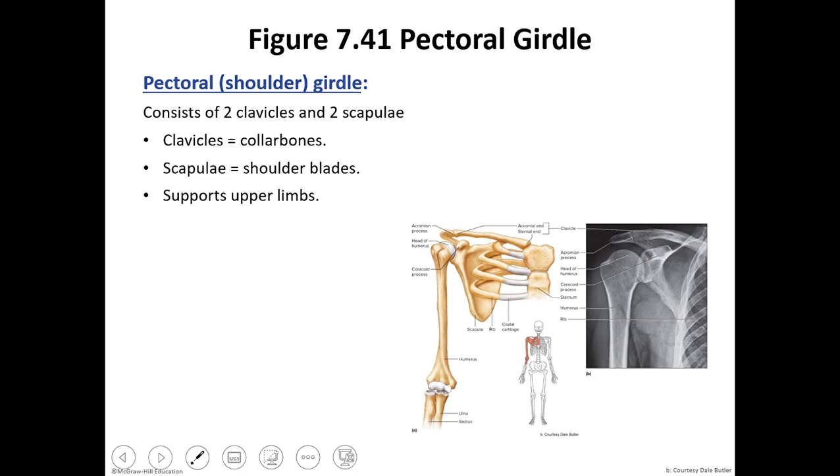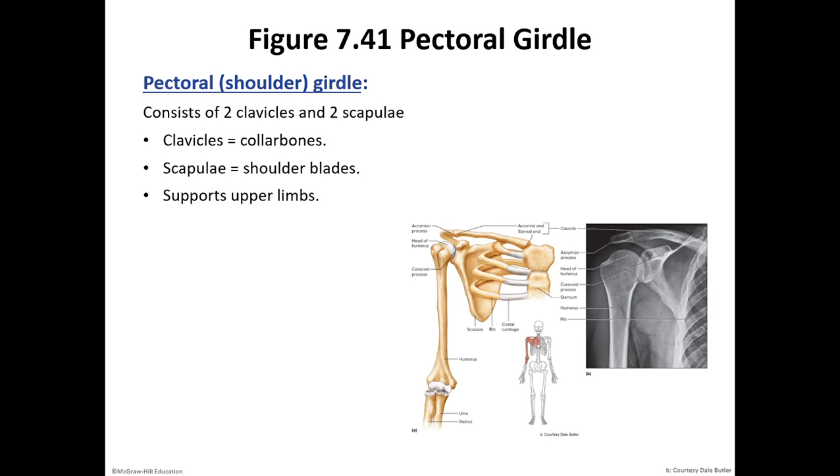Shoulder girdle. Clavicle, collarbone, you know it as that maybe. So we have the clavicle here. You see that the clavicle articulates medially with the manubrium of the sternum. The clavicle articulates laterally with the acromion of the scapula.